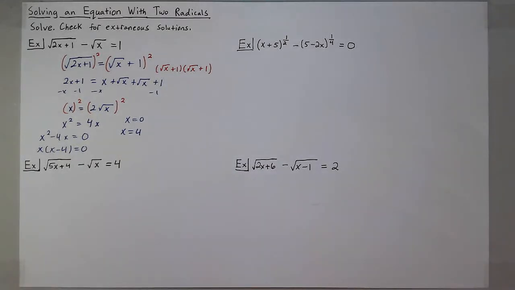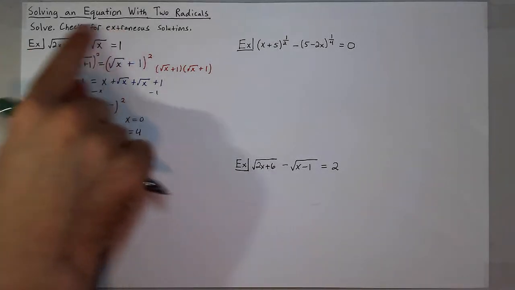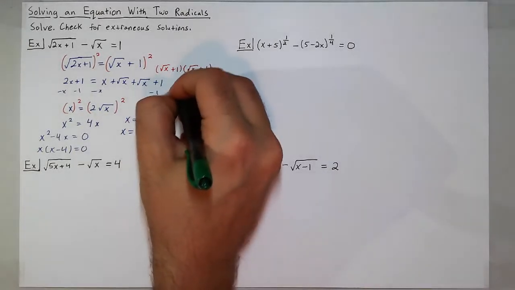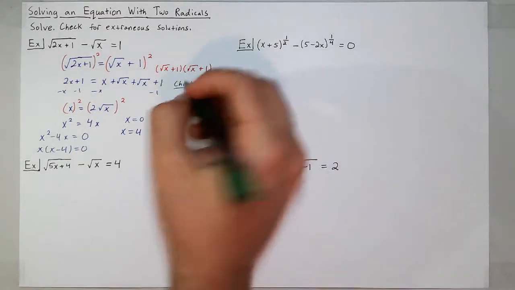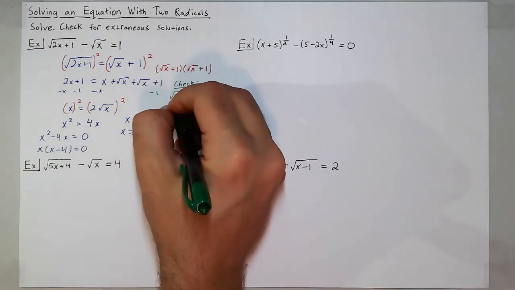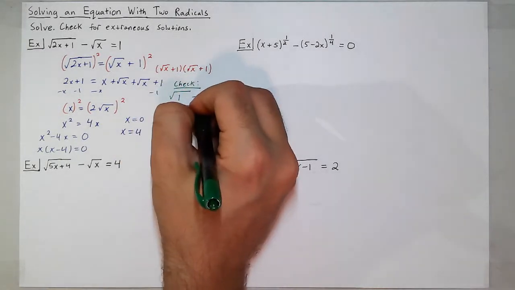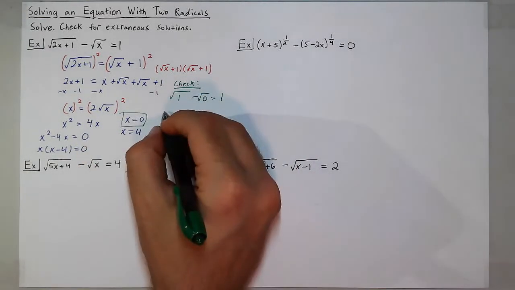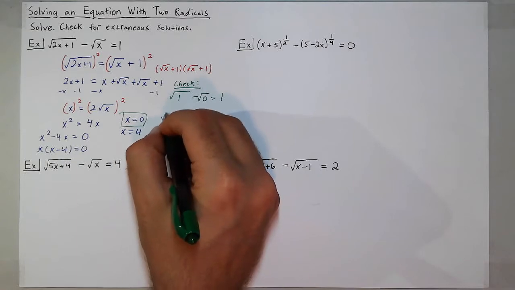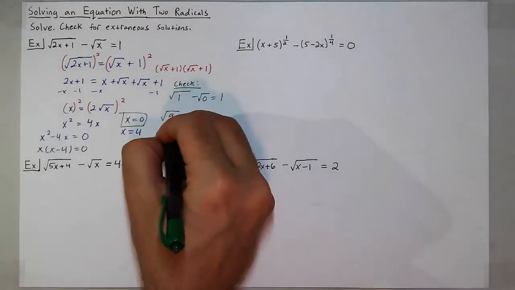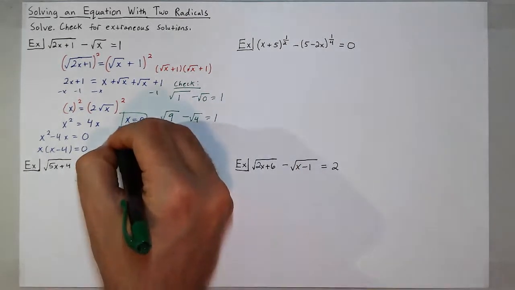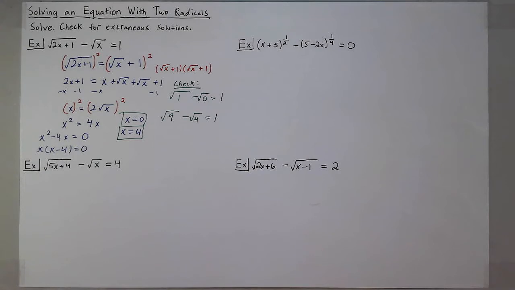Now, checking for my extraneous solutions, because again, I changed my radical equation to a quadratic. So I definitely could have introduced a new solution by accident. So checking, if I plug in 0, I'll get the square root of 2 times 0 plus 1, which is 1, minus the square root of 0, which should equal 1, so that works. And then for my next one, I'm going to check the square root of 2 times 4 plus 1, which is 9, minus the square root of 4, which would be 3 minus 2, which is also 1. That also works. So both solutions work.